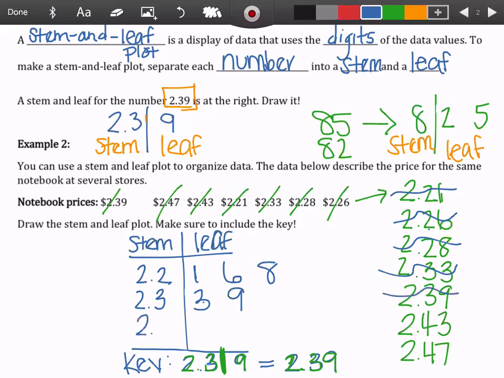Now we have 2.43, so we're going to have 2.4. That's going to be the stem, and then 3. And then do the same thing with 2.47. So that is how we find a stem and leaf plot.